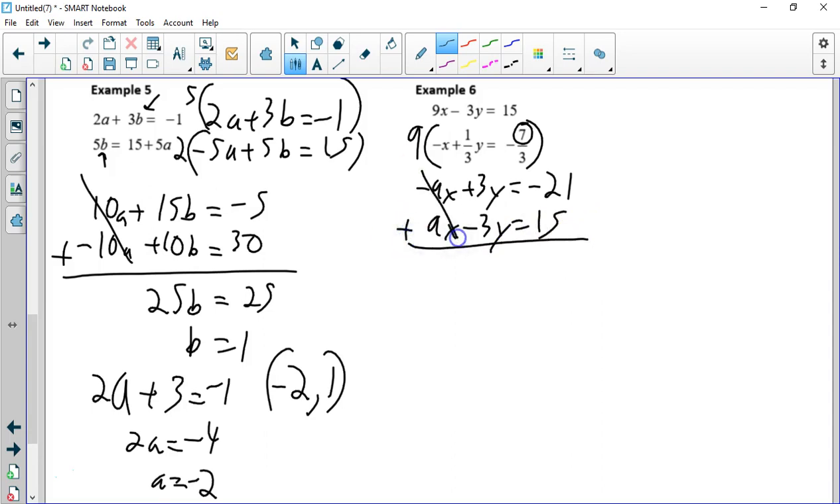My x's cancel. Oops, look what happens here. My y's cancel. I end up with 0 equals negative 6. That is a false statement. That means that these will never intersect because they are parallel. So there is no solution.